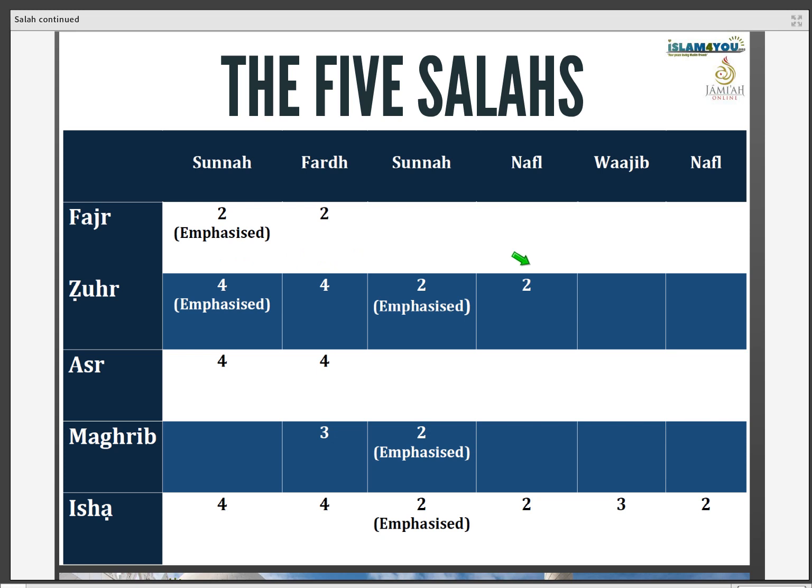On a Friday we have our 4, which is emphasized. Thereafter the fard, the compulsory, is 2 units, followed by 2 emphasized and another 4 which is emphasized. So what is necessary on a Friday would be the 4 sunnah plus the 2 fard in congregation, which makes it 6. Plus the 2 sunnah emphasized, which now makes it 8, plus another 4 emphasized, which now makes it 12. So that is necessary, and thereafter we can add the nafil, the optional 2 as well.